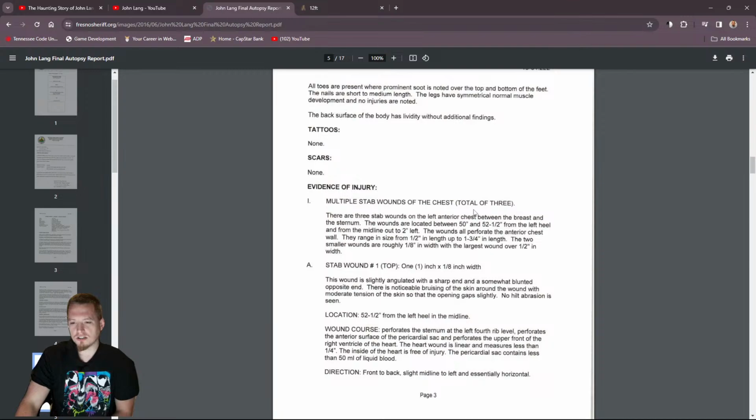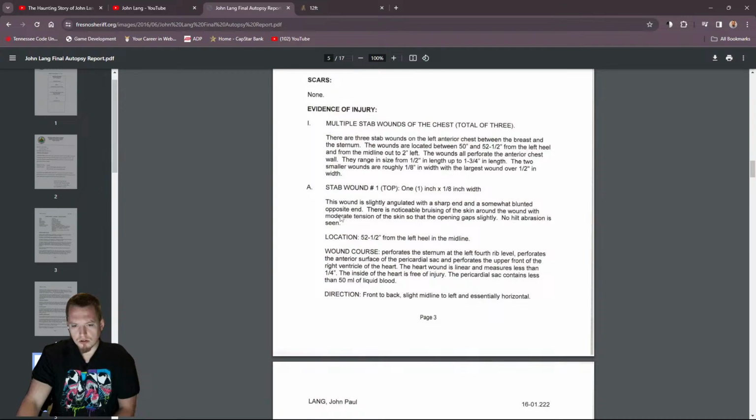Multiple stab wounds of the chest, total of 3. Three stab wounds on the left anterior chest between the breast and the sternum. Between the breast and the sternum. Here, in between the ribs, maybe. The wounds are located between 50 and from the left heel. Oh, okay, that's weird. From the midline out to the 2-inch left. Probably a medical thing.